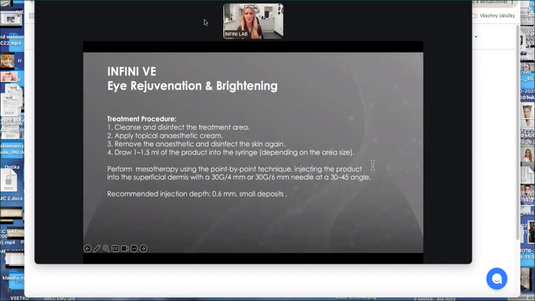The product is very thin. We just need to remember that we need to go to the dermis, which on the eye area is at a depth of around 0.6 millimeters. So when we go in with the needle, basically we put only the bevel into the skin and release the product. Then we're going to be in the correct plane.